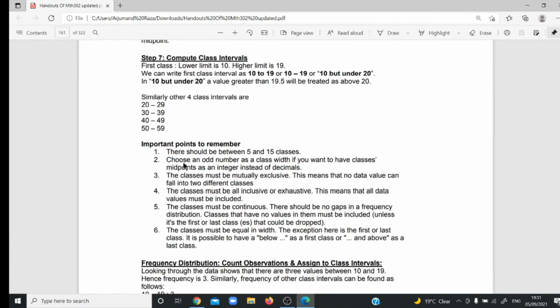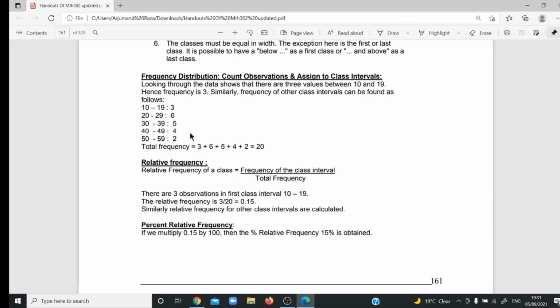If it's exclusive, what will it be? It will be 20 to 30 and from 30 to 40. So from 20 to 30 means less than 30, it will stop at 29.8 or 29.9. But from 30 it will come from here, from 30 to 30.1 up to 39.9, so it will be like that. Okay, then we have frequency.